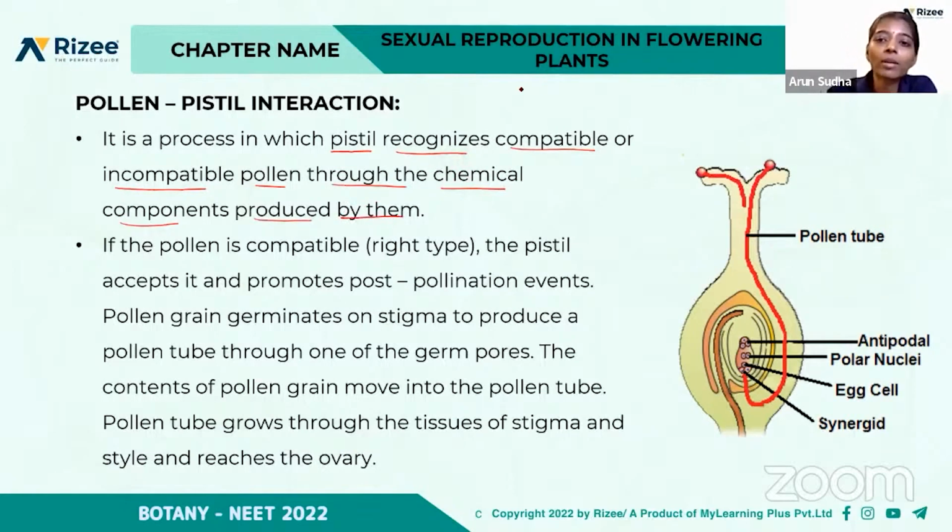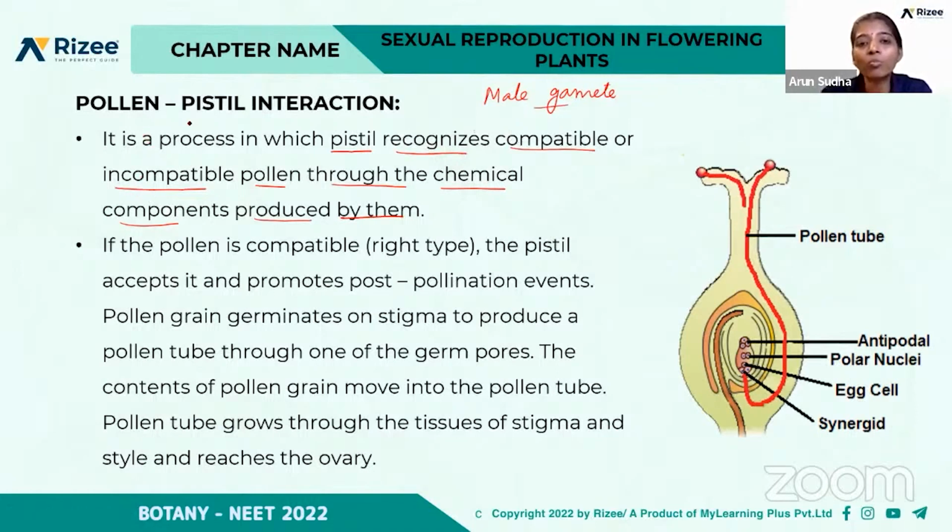So first, we saw the production of the male gamete, right? How is the male gamete produced? From the pollen, that is, the generative cell forms the male gamete. And we also saw the production of the female gamete, right? How is the female gamete produced? In the embryo sac, that is, the 8-nucleated and 7-celled structure. So we saw the production of the female gamete, right?